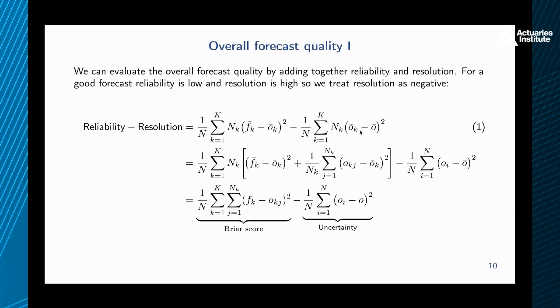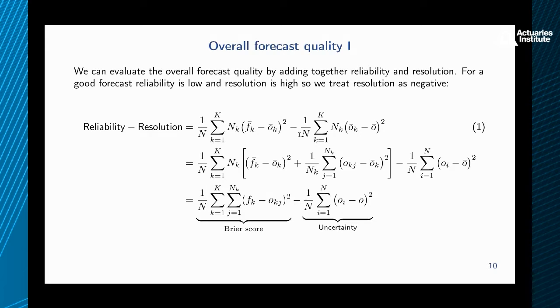Now, to evaluate the overall quality of a set of forecasts, we really should combine reliability and resolution. Just by convention, the numerical value of reliability is low for a highly calibrated forecaster. So that's perhaps a bit confusing. And resolution is high for the forecaster who can differentiate outcomes well. So we just have to change the sign on resolution for them to go in the same direction for a good forecast. This is all done purely due to convention.